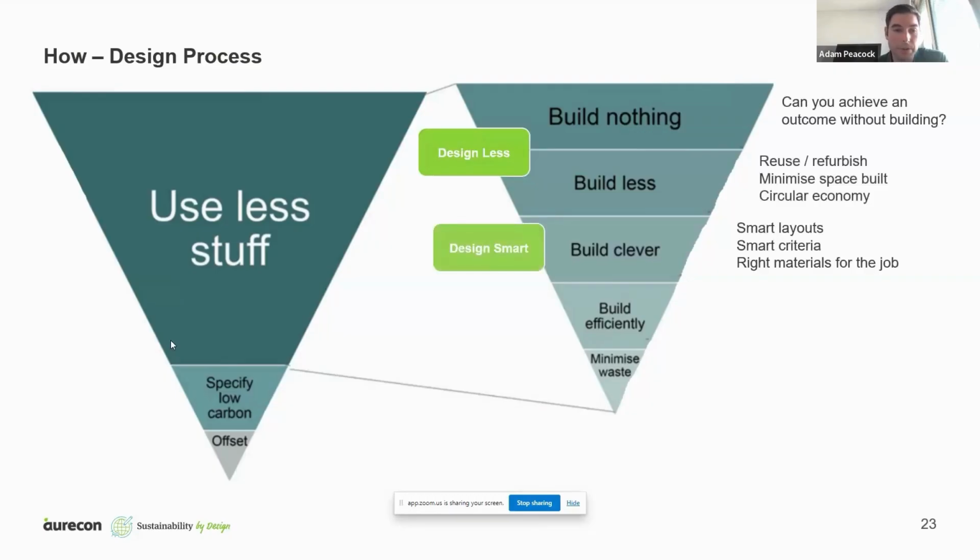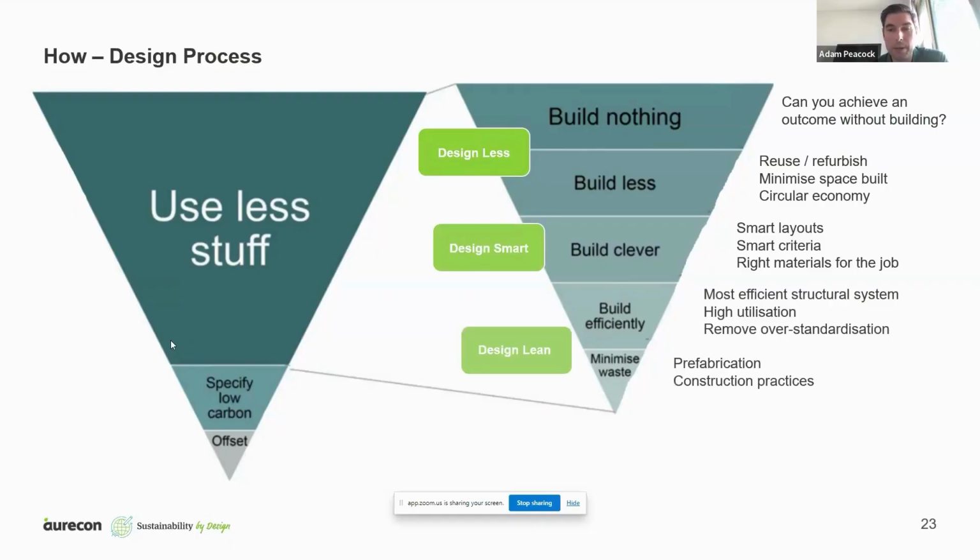smarter? I'll go into a few examples about smart layouts and smart grids, making sure we've got the right structural systems, etc. Building efficiently, so making sure that our structural members are highly utilised, and trying to standardise where we can, and then trying to minimise waste, so using prefabrication or modular construction to try and minimise waste.